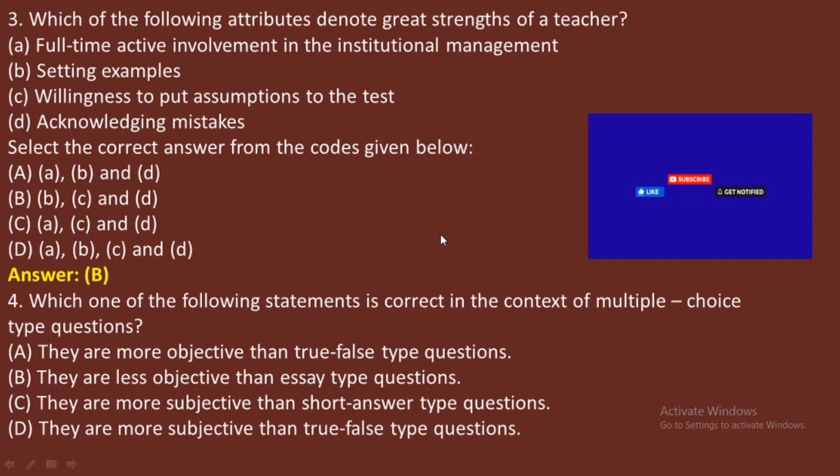Which of the following statements is correct in the context of multiple choice type questions? They are more objective than true false type questions. They are less objective than essay type questions. They are more subjective than short answer type questions, and they are more subjective than true or false type questions. The right one is option A, that is, they are more objective than true or false type questions.